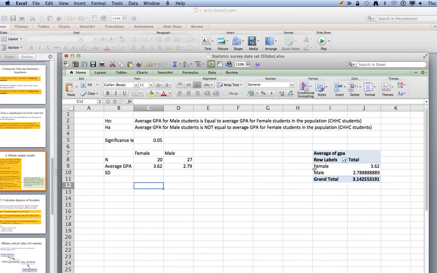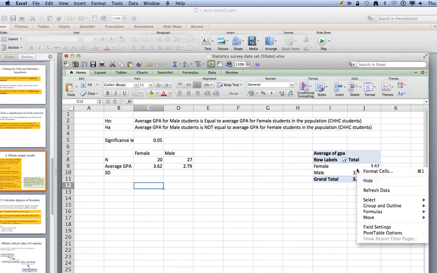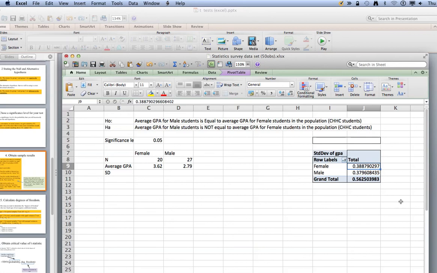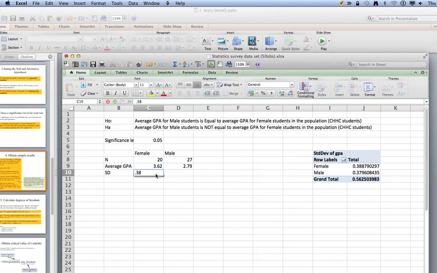Now I'm going to ask for the standard deviation. I'm going to right click again, then field settings, then standard deviation, and OK. Now the standard deviation for the variable GPA for females is 0.39. Let's put 0.39, rounding up, and for males is 0.38. Very similar standard deviations. The average for females is considerably higher than the average GPA for males in this sample. Right? And those are the sample sizes.